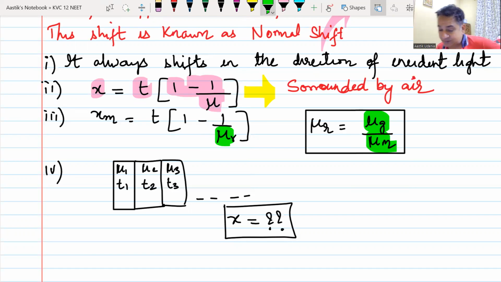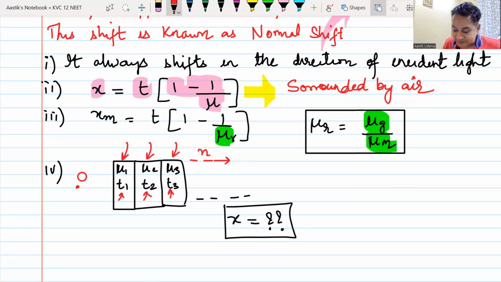Then I asked you a question: what happens if I have a number of glass slabs like this? Let us say n number of glass slabs, each having refractive index mu1, mu2, mu3, and so on, and thickness T1, T2, T3, and so on. What will be the total shift? If I place an object on this side and I watch it, my eyes are on the other side, what will be the total shift if I have n number of glass slabs put one after the other?